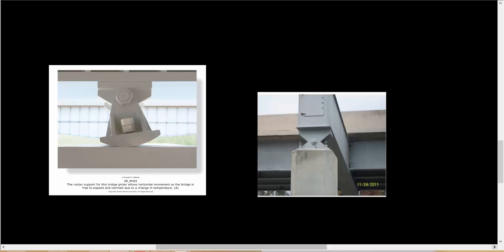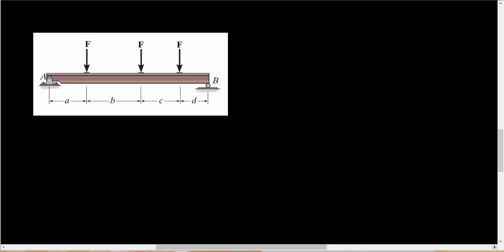Okay, let's go ahead and take a look at this. Let's say we have a simple beam here. If I have a simple beam, let's see if I can draw a straight line here. Gosh, that's a really ugly line. One more try. All right, it's about as good as it's going to get.